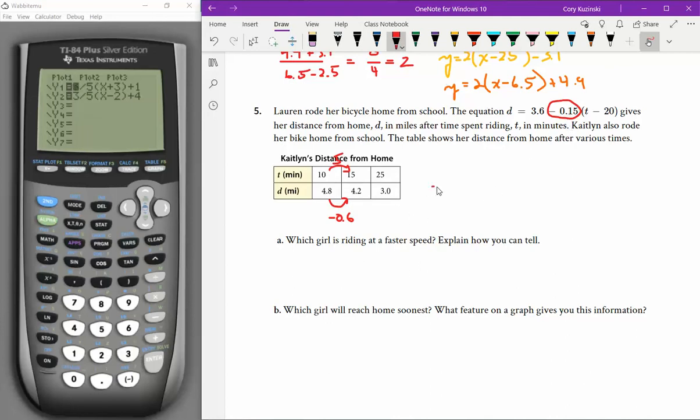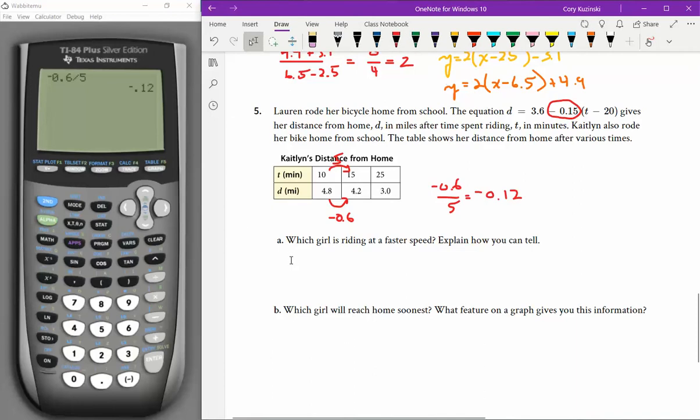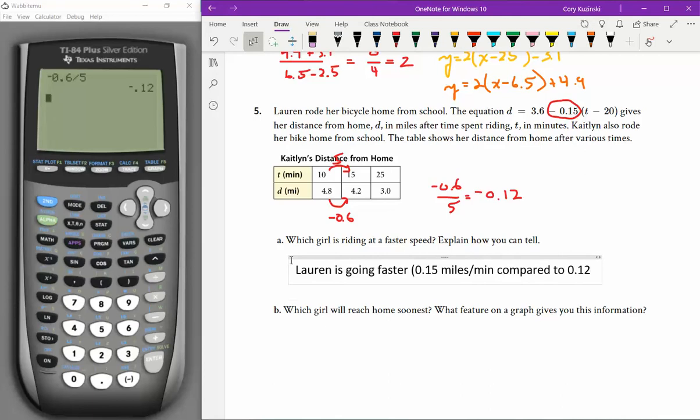If I do negative 0.6 divided by 5, it's negative 0.12. So which one's going faster? Lauren, okay? So Lauren is going faster, 0.15 miles per minute compared to 0.12 miles per minute.